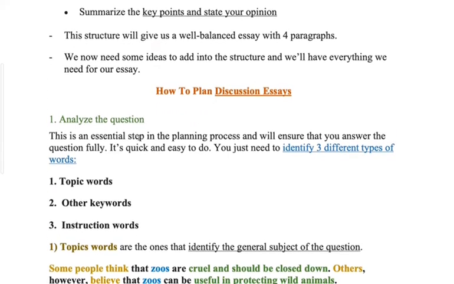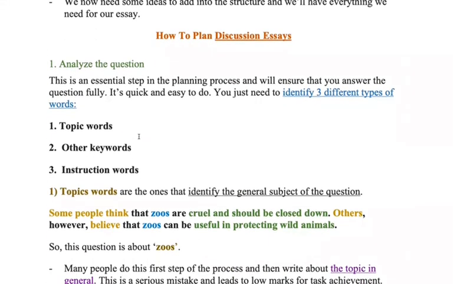So now it is where we can plan our discussion essays. So number 1, as I've already mentioned, is to analyze the question. Analyze your question. Paraphrase your question. Restate your question in different wording, in different words, in different structure. Make it simple. Keep it as simple as you can.